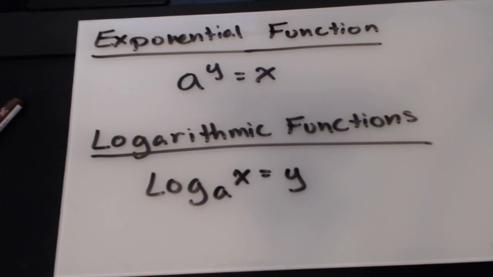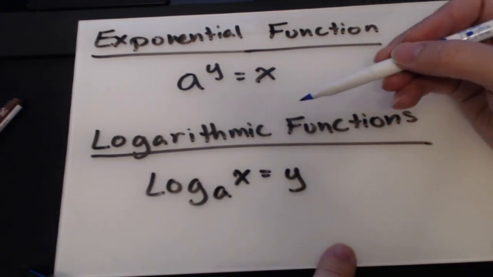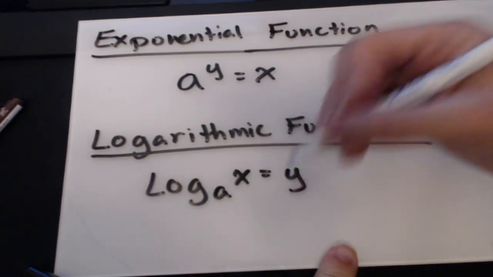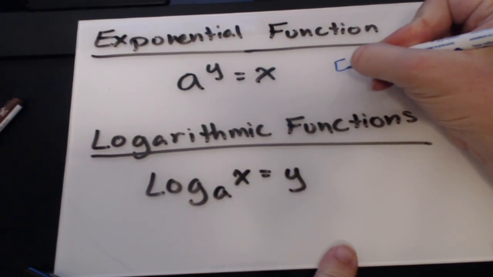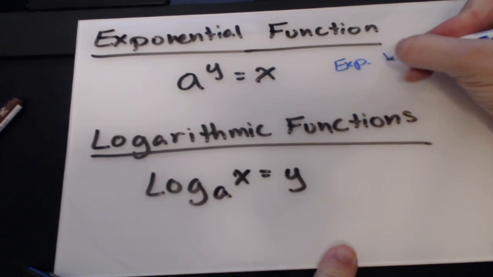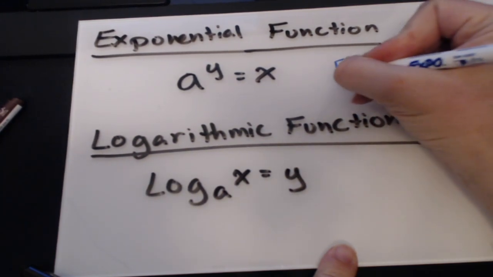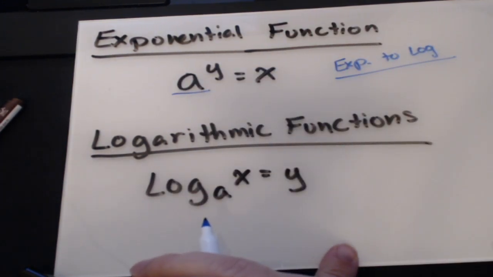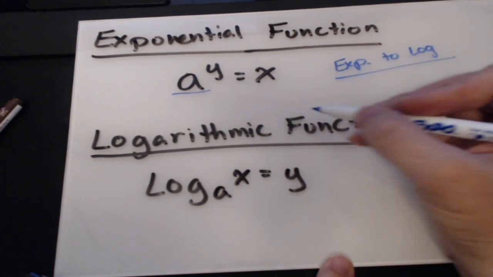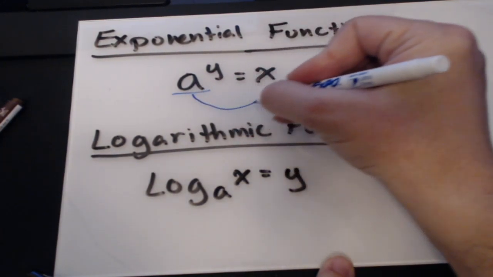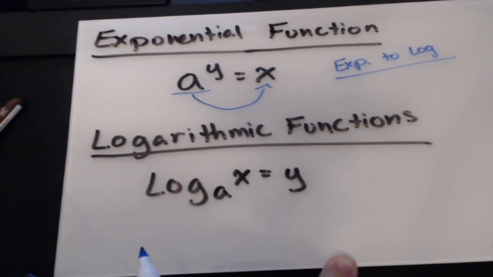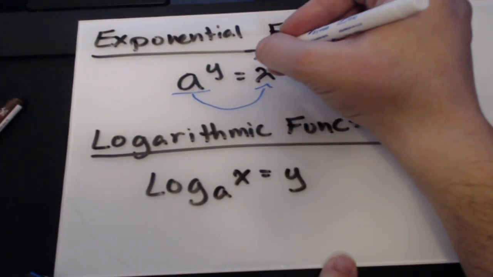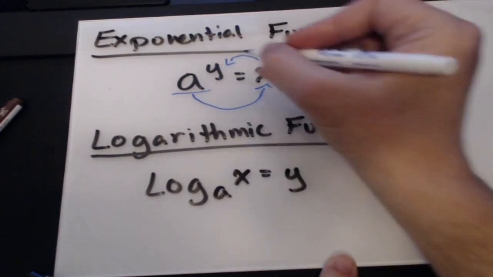But let's talk about converting between the two. These technically can be moved to one another. If you have exponential form and you want to go to log form, you take your base, which is always the base. It's the base here, it's the base here. You take your base, you raise it to this power, and it equals there.